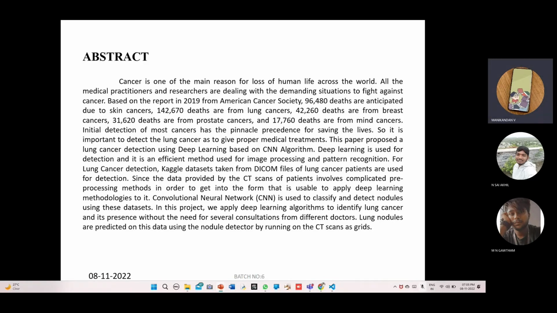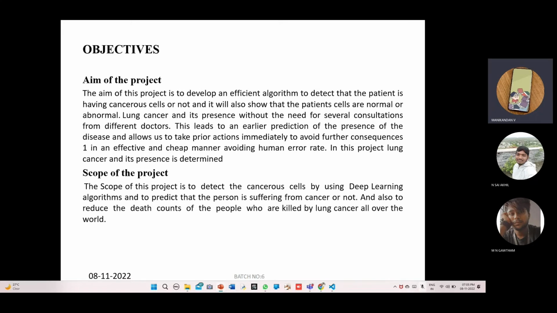Here we are using the CNN algorithm, and our data set is from Kaggle, and we are using deep learning. The aim of our project is to develop an algorithm to detect whether the patient is having cancer or not, and tell whether the patient is having cancer in his body or non-cancerous cells in his body. The scope is to detect the cancerous cells by using our deep learning algorithm.